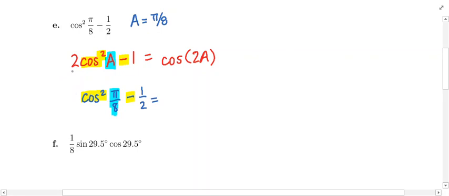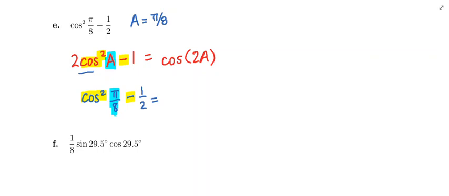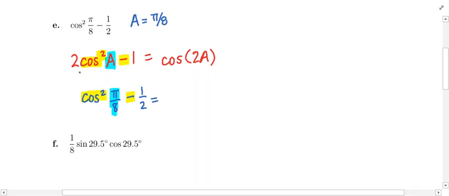Okay, so to get rid of the 2, to make it a 1 in front of the cosine squared in the double angle identity itself, I'm going to divide by 2. If I do it to the first term, I have to do it to the second term. So I'm going to divide the entire left side by 2.